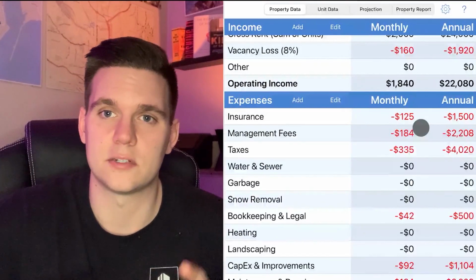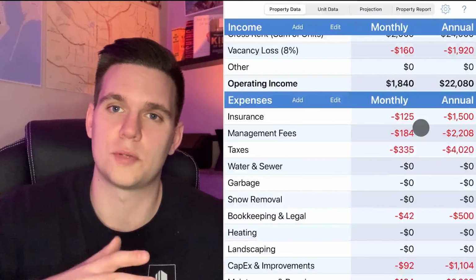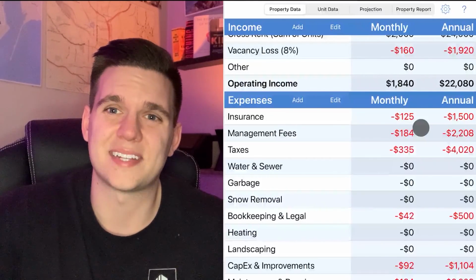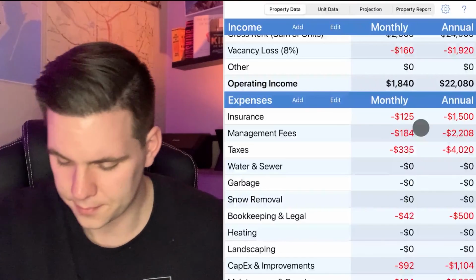There's going to be placement fees. There's going to be other ongoing maintenance costs and trips to the property. It's a 10% cost at a minimum for property management.